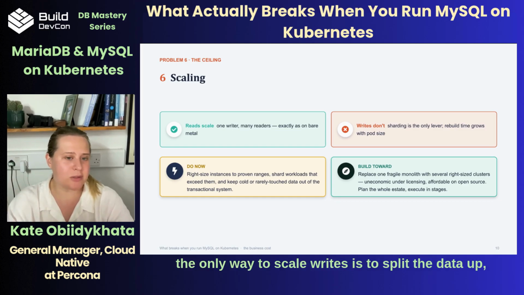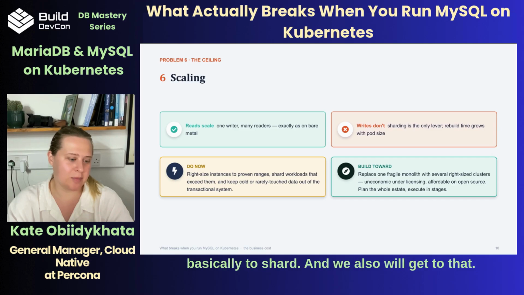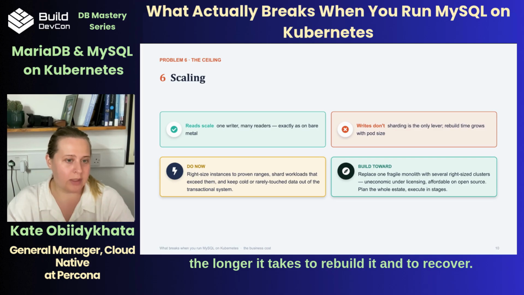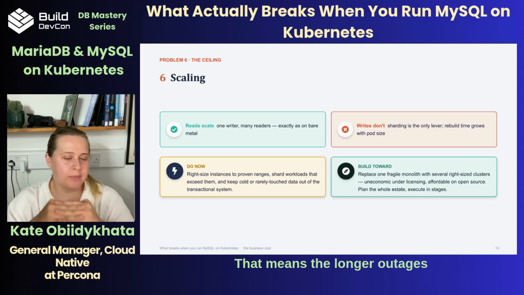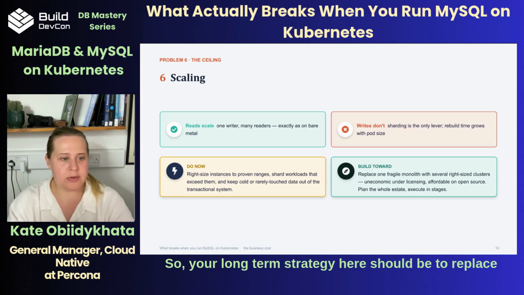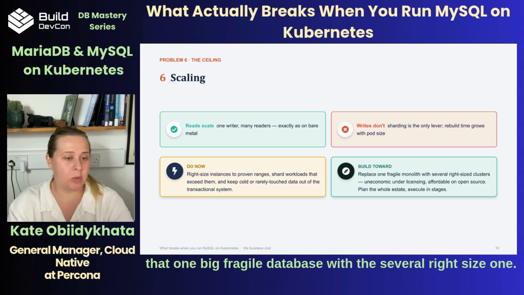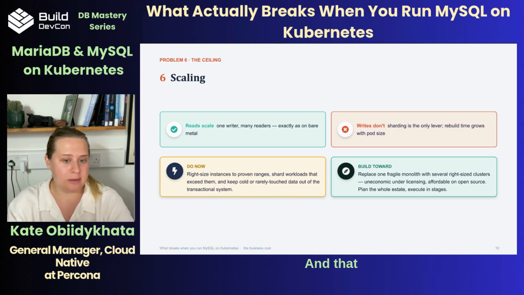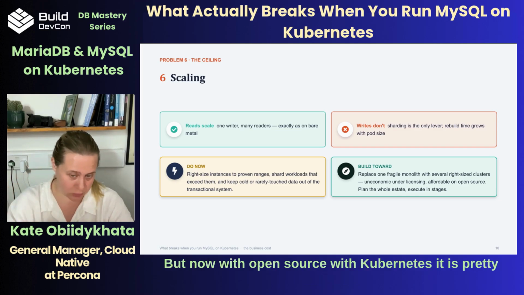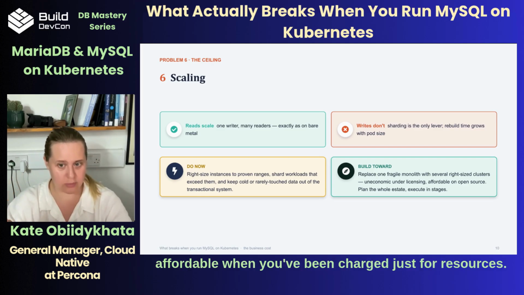So the only way to scale writes is to split the data up, basically to shard. And we will get to that as well. The bigger the database gets, the longer it takes to rebuild it and to recover. That means longer outages and more disaster recovery risk. So your long-term strategy here should be to replace that one big fragile database with several right-sized ones. That used to be expensive when it was cost per instance, but now with open source and Kubernetes, it is pretty affordable.